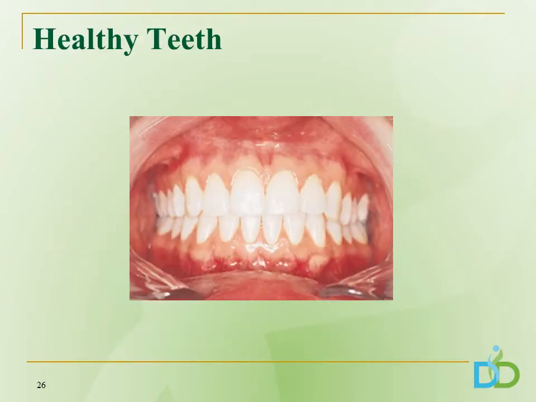Healthy teeth. This photo illustrates what healthy teeth should look like. There's no discolorations or cavities, holes in the teeth present that we can see. The gums do not bleed when the teeth are brushed, and there's no bad breath from the teeth or gums.